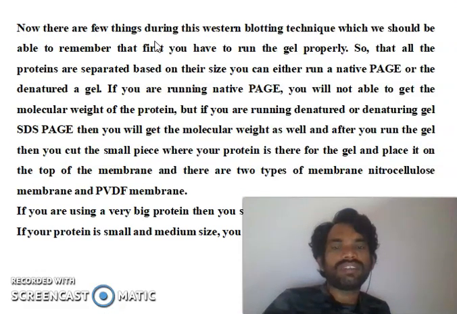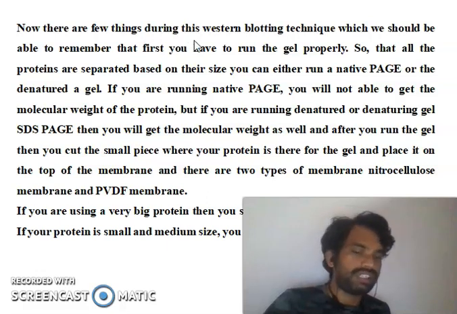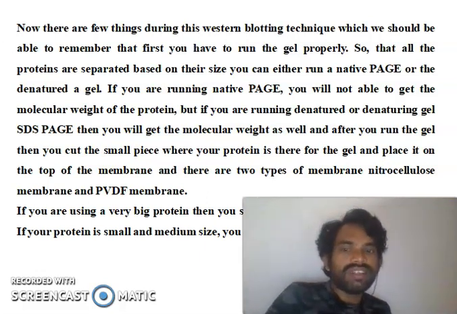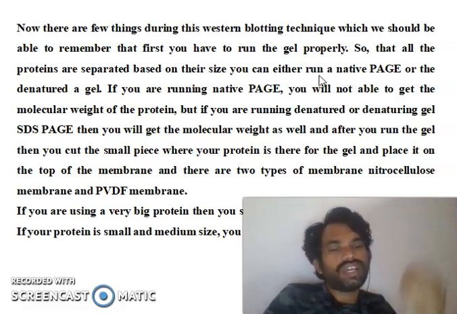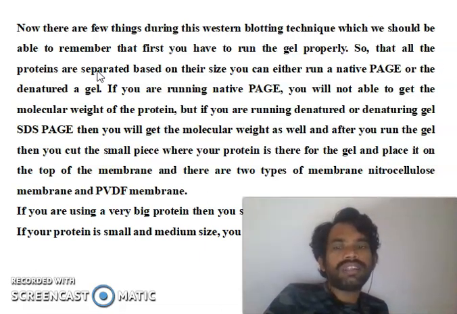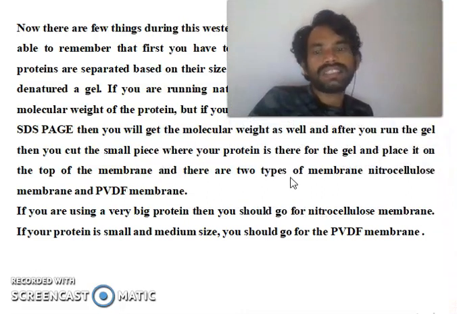Now there are a few things to remember while doing the Western blot technique. Simply, you can call them precautions. First, you need to run the gel properly. Load the gel and run it properly, so that all the proteins are separated based on their size. You can run a native PAGE or a denatured gel. If you run native PAGE, you will not be able to get the molecular weight of the protein. But if you run the denatured SDS gel, then you will get the molecular weight. After you run the gel, you can cut the small piece of the gel where the protein is and place it on top of the membrane.